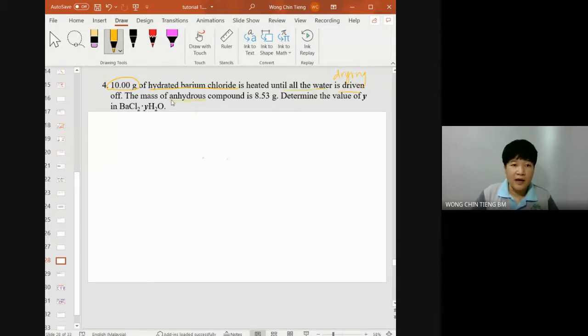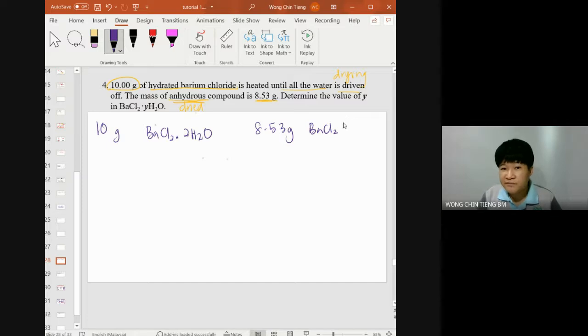The mass of anhydrous compound is 8.53 gram. Anhydrous, dry. Bahasa pasar dia dry. Anhydrous compound means that the compound that has no water in it, which is completely dry, is not moisture. So the difference over here that you can see, the 10 gram that I have is for BaCl2 with water. The 8.53 gram is for BaCl2. Is that clear enough for you?